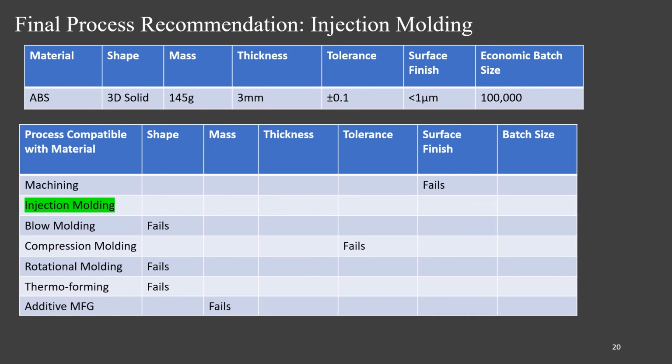We chose ABS polymer as the material for this part. Given this material, there were 7 processes compatible. Going through the capabilities of each process eliminated everything except injection molding. We recommend injection molding as the final process recommendation for the rear shell.